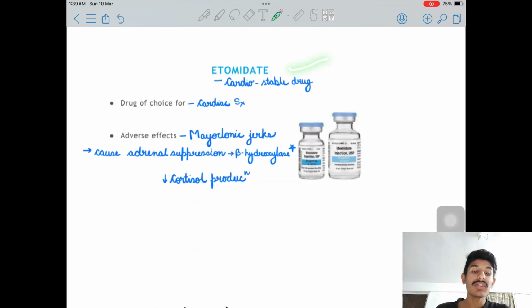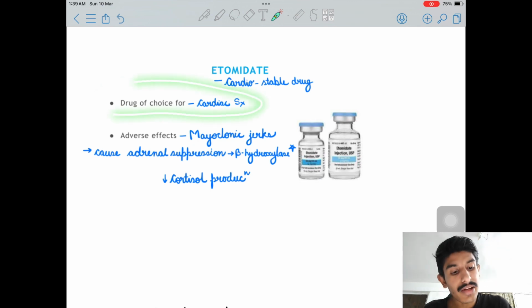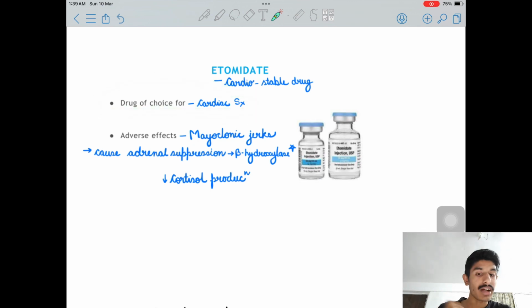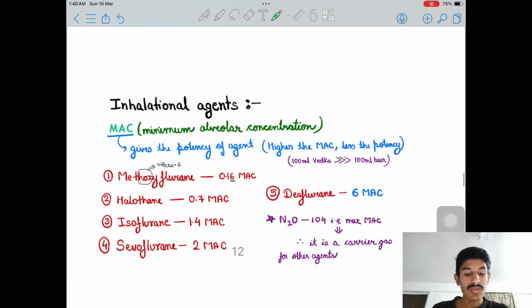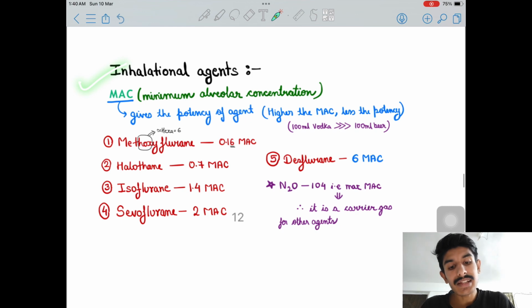Etomidate, and it is the most cardiostable drug. So whatever it is, a cardiostable drug, it is the drug of choice in cardiac surgery. Adverse effects: it gives myoclonic jerks and causes adrenal suppression, so cortisol production will decrease. So this was about the IV drugs which we use. Now we will study inhalation agents.